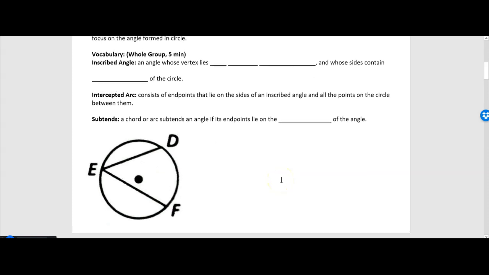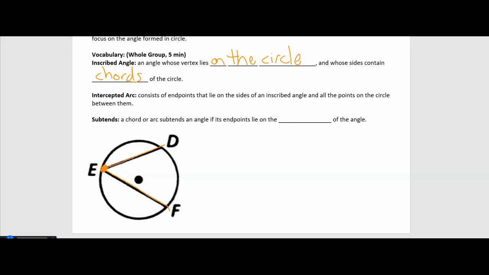So an inscribed angle is an angle whose vertex lies on the circle, and whose sides contain chords of the circle. So here our inscribed angle is DEF. The vertex E is on the circle. The sides DE and EF are chords.